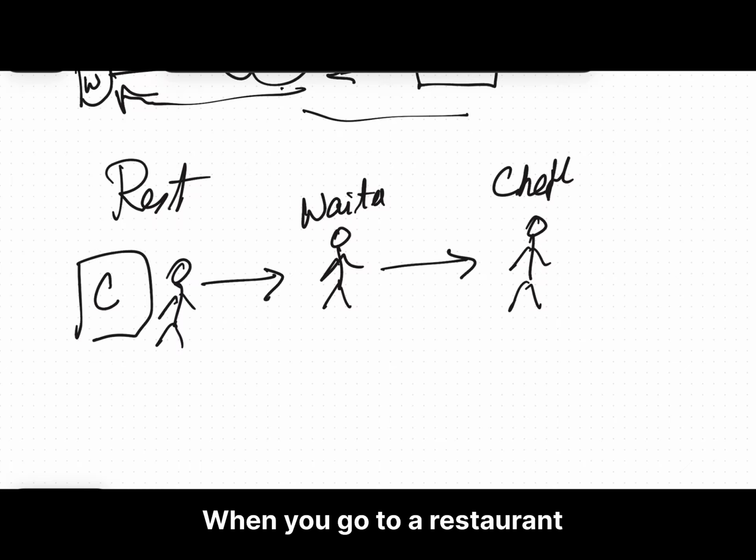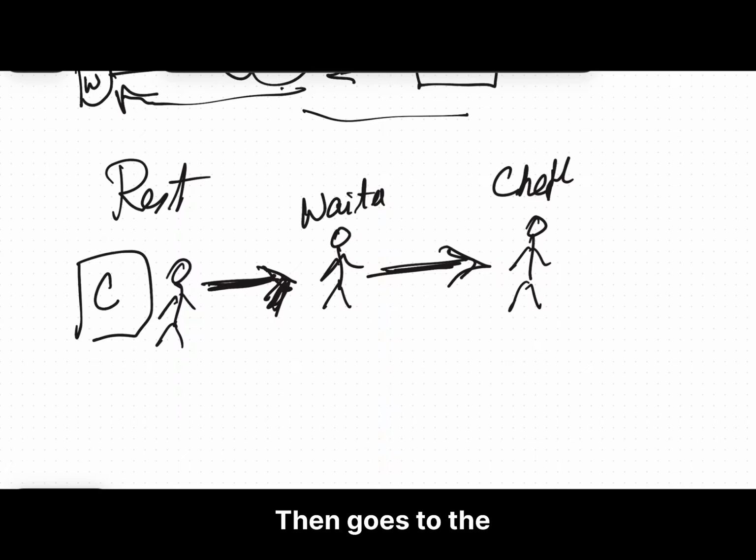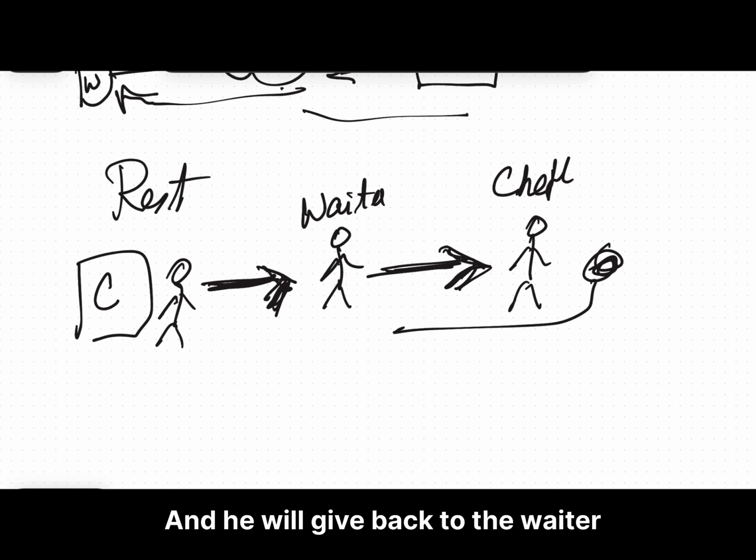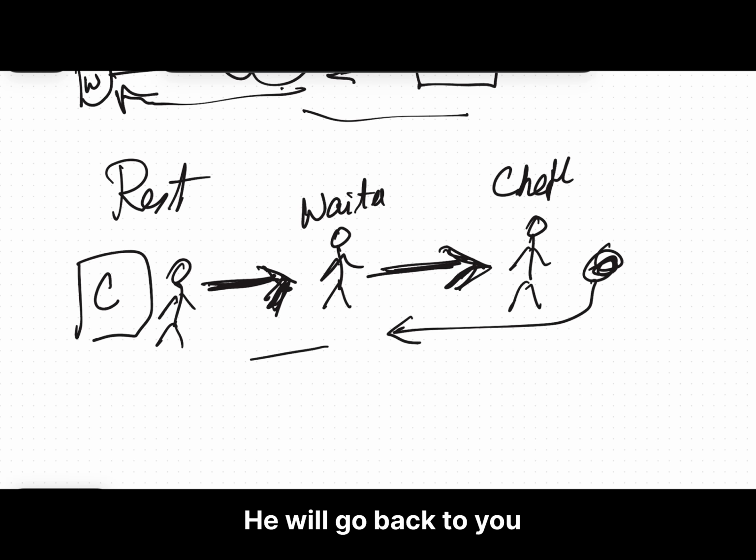When you go to a restaurant, you order something, and that will be taken by the waiter, and from the waiter it goes to the chef with what you need. It can be anything like a drink or food or sides. After you have ordered, the chef will prepare it and give it back to the waiter. The waiter will go back to you and serve you.